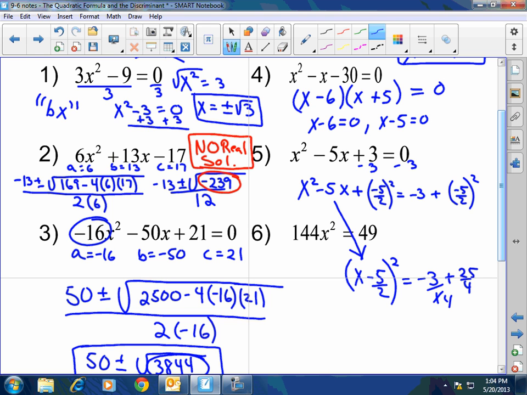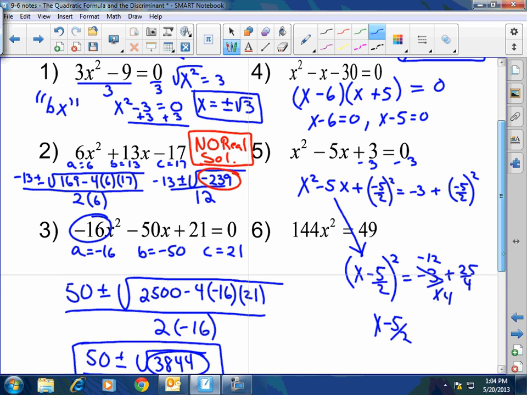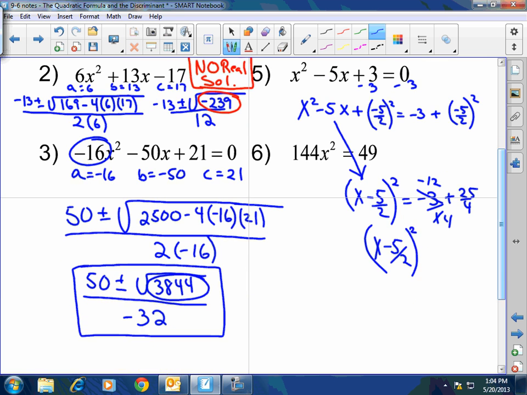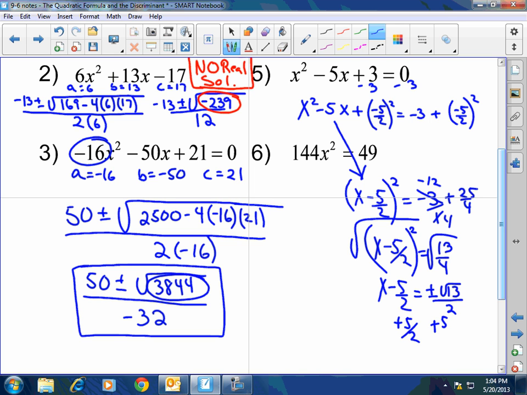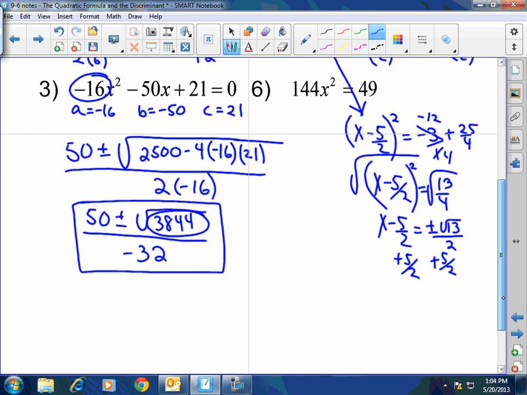That denominator goes to a 4. That goes to negative 12. So I have x minus 5 halves squared equals 13/4. Square root both sides. X minus 5/2 equals plus or minus square root of 13/2. Add the 5/2 to both sides. And I have x equals 5/2 plus or minus square root of 13/2.